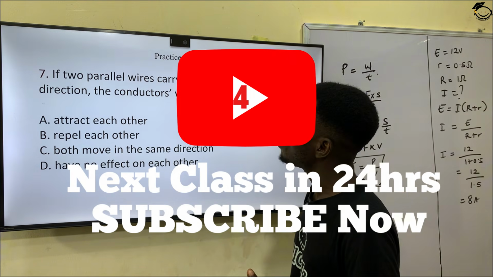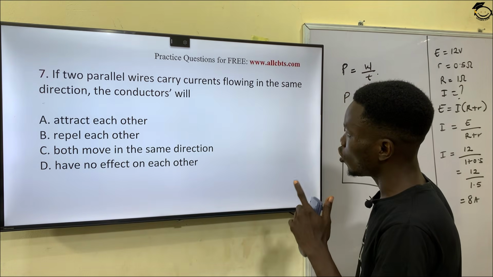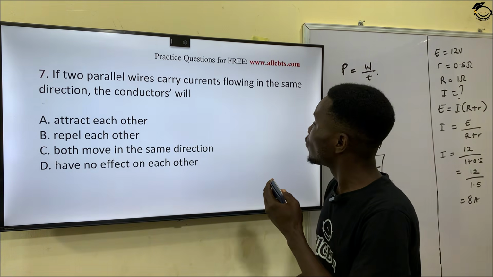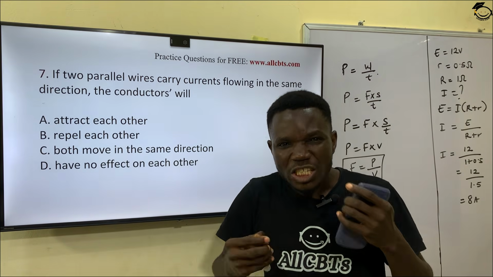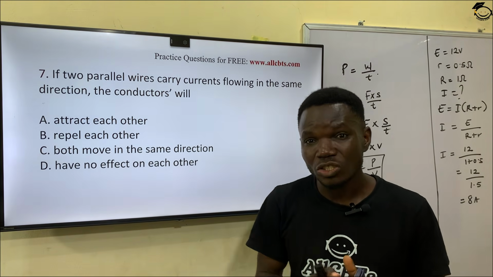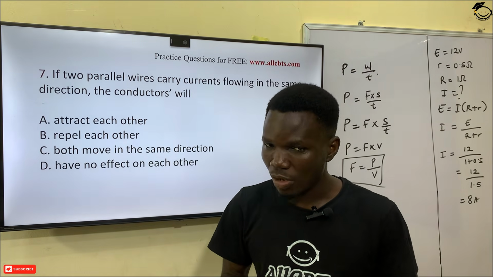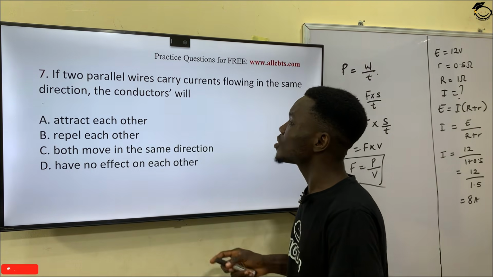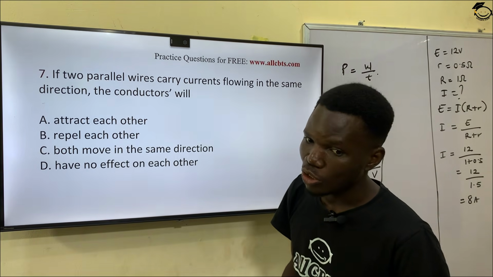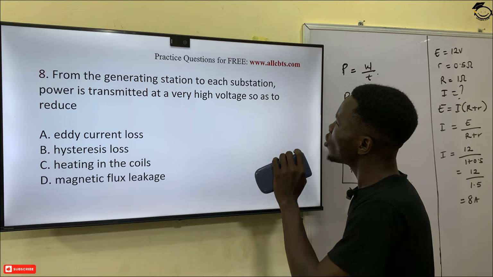It says, if two parallel wires carry current flowing in the same direction, the conductors will what? So when two parallel wires carry current flowing in the same direction, they attract themselves. But when they carry current flowing in the opposite direction, they repel themselves. So the correct answer to this question is option A, which says that they will attract each other.